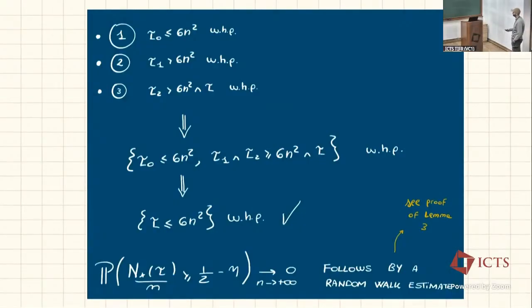And then the second probability is on the minority fraction being close to 1/2. This essentially follows by the same random walk estimate that we've just seen in the proof of lemma 3.